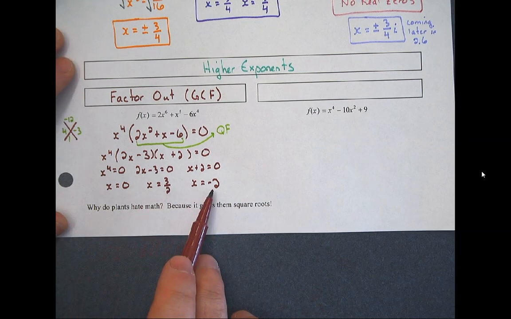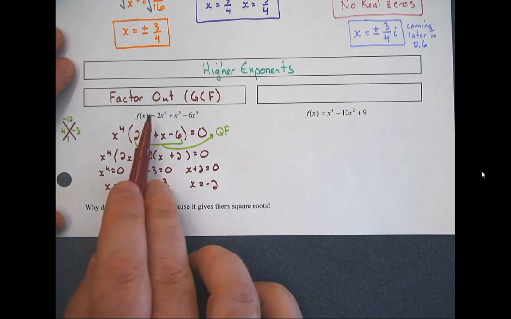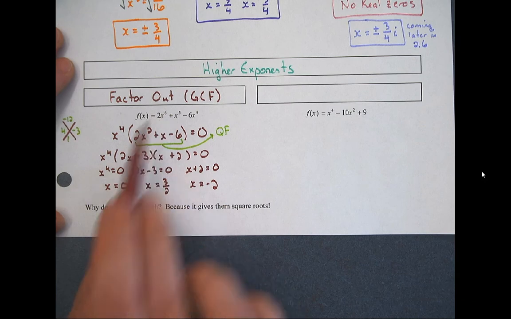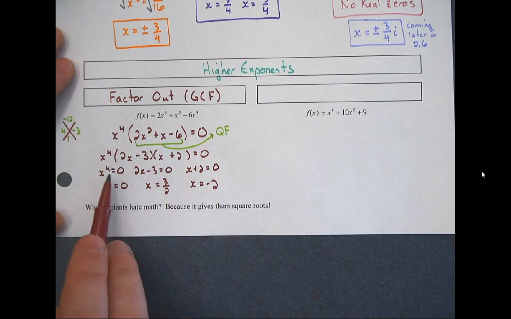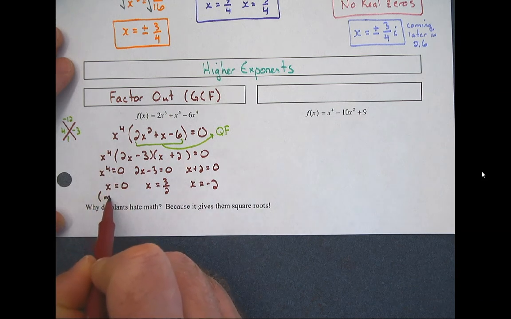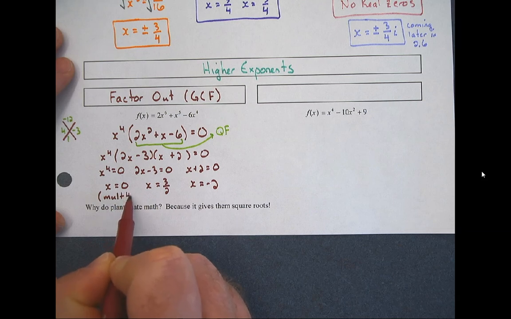1, 2, 3. How many zeros do we have? 1, 2, 3. How many are we supposed to have? To the sixth means we're supposed to have 6. So where's 3 of them? Where are the other 3? Right here. This is x to the fourth, which means this term has a multiplicity of 4.